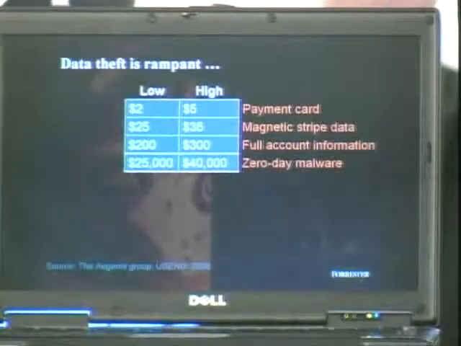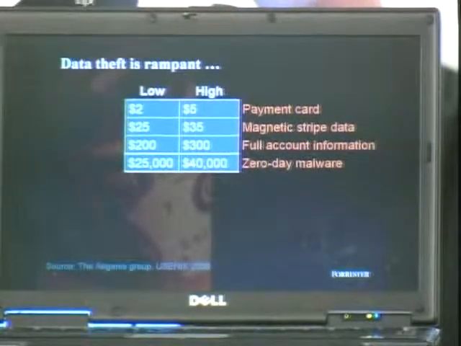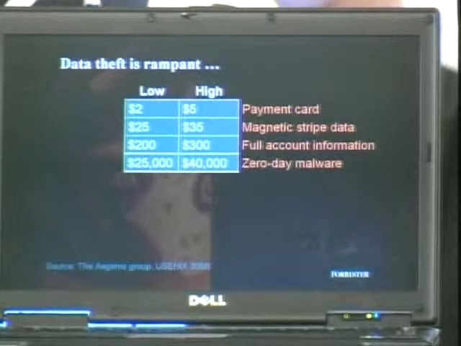And that kind of full account information goes for about 200 to 300 per account, depending on how deep the pocket is, the account, right? So if you're a private banking customer, it probably goes for more than that. And think about it, on average, $250 per account for those attackers. How many account numbers do they have to get before they can retire? Right? So this is somebody's retirement plan.